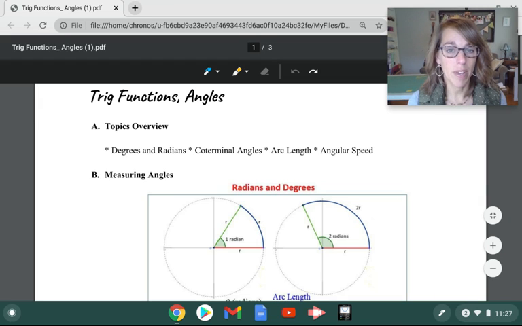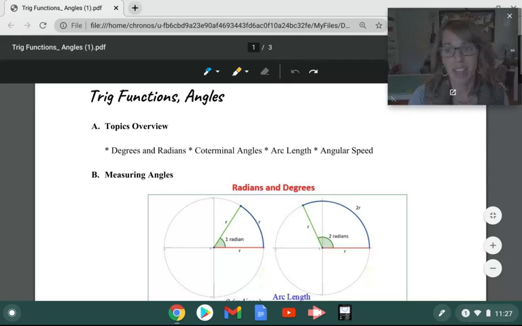We're going to talk about measurements of angles. Angles measure how far something has rotated from a particular fixed point. In this video, we'll be talking about measurements of angles in terms of both degrees, which you might be familiar with, and radians, which you might not be familiar with.